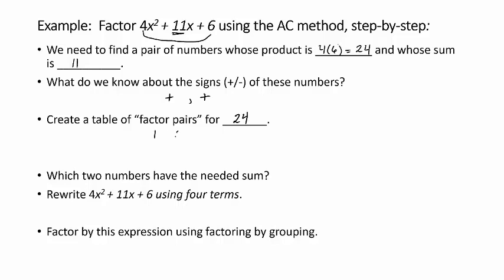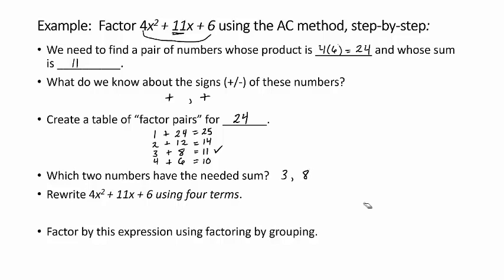So there's 1 and 24, there's 2 and 12, there's 3 and 8, 4 and 6, and then they start to repeat, right? 6 times 4, 8 times 3, etc. Okay, so which two have the needed sum? When we add these up, 1 and 24 is 25, 2 and 12 is 14, 3 and 8 is 11. That's the one we need, right? We needn't go further. Okay, so it's 3 and 8. Those are the ones that we need.